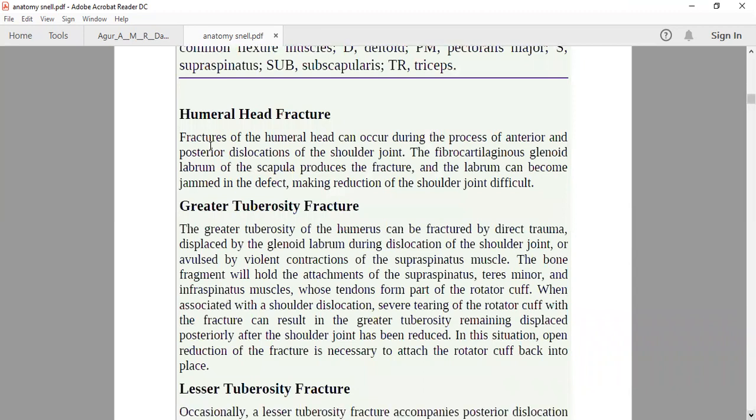Humeral head fracture. Fracture of the humeral head can occur during the process of anterior and posterior dislocation of the shoulder joint. The fibrocartilaginous glenoid labrum of the scapula produces the fracture and the labrum can become jammed in the defect, making reduction of the shoulder joint difficult.